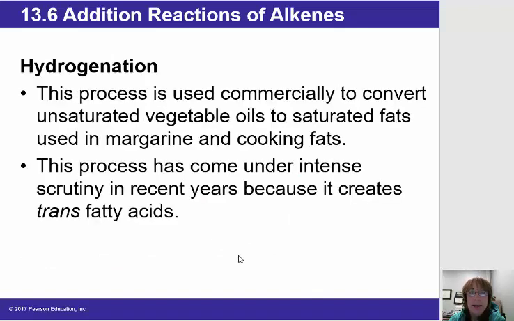alkane. Now, hydrogenation as a process has come under scrutiny in recent years because it's used to convert unsaturated vegetable oils to saturated fatty acids. So the unsaturated vegetable oils always have cis bonds, and in the process of forming the saturated fatty acids from the plant oils, some of those cis bonds transform into trans bonds because the trans bond is actually energetically more stable. So the trans fatty acids have been linked to a lot of health issues.